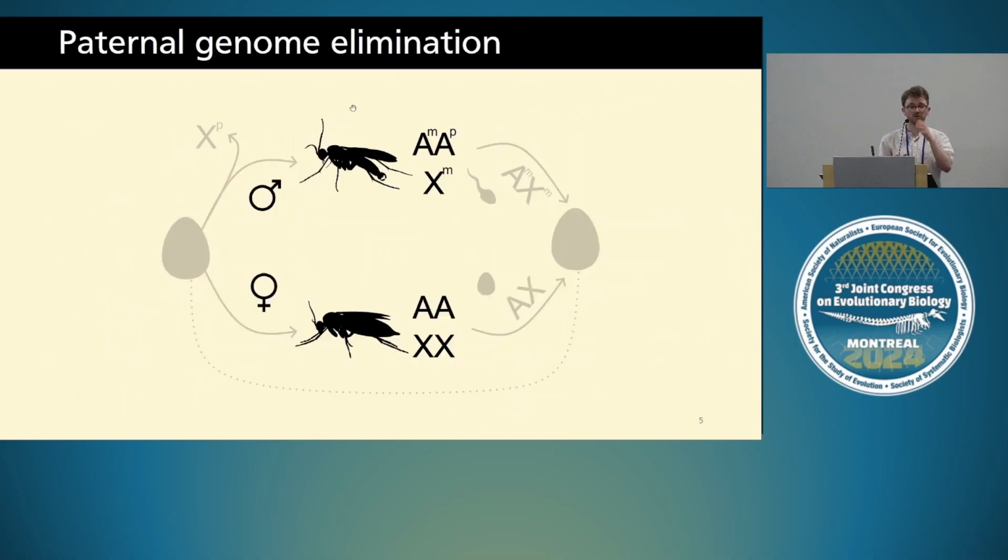So these three groups exhibit both paternal genome elimination, but they also have X chromosomes. If you went out into the wild and collected some individuals, what you'd see is something like this, where the males are diploid.